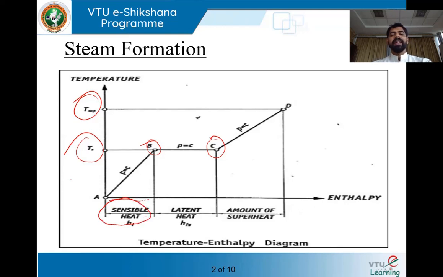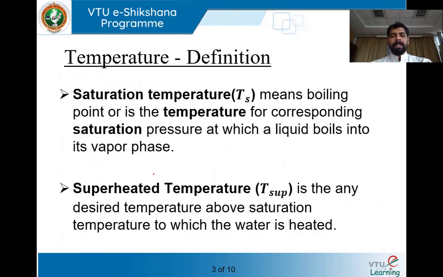Here you can see what we call sensible heat. Sensible heat is nothing but the heat content or the heat required to increase the temperature of the water from 0 degree centigrade to TS degree centigrade. What is latent heat? The amount of heat required to convert all the water particles into steam particles. What is the amount of superheat? That is the amount of heat required to increase the quality of dry saturated steam to superheated steam at a temperature T super above that of TS degree centigrade. So these are the amounts of heat required. Those definitions we'll see again in the coming slides.